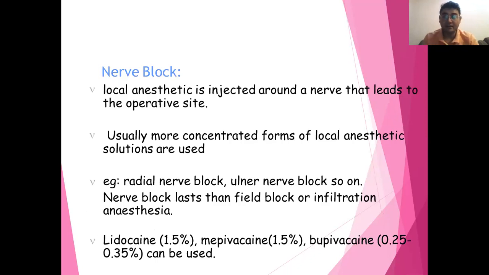And nerve block is like this, that some special nerve is blocked, like blocking of radial nerve, ulnar nerve block, or nerve block, less than field block or infiltration anesthesia. So nerve block is, for example, radial nerve block. We just inject on the radial nerve. We inject over the ulnar nerve, okay? Or like penile block, that we inject on the penile nerve.